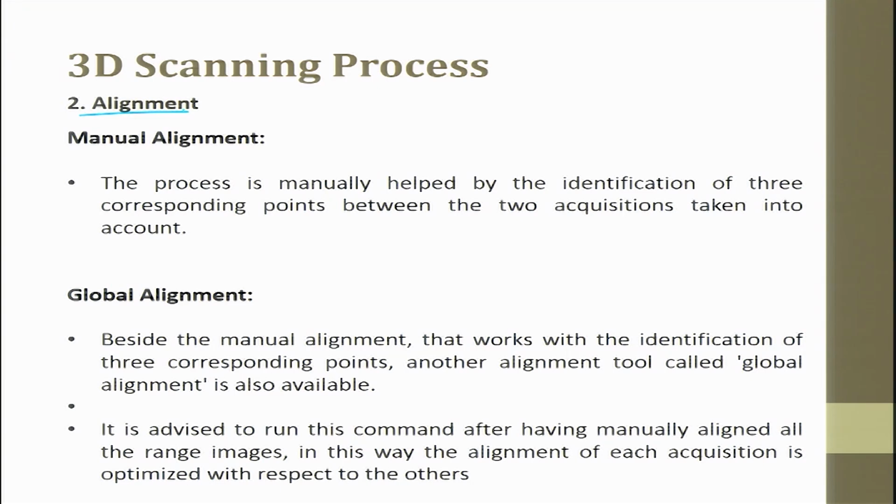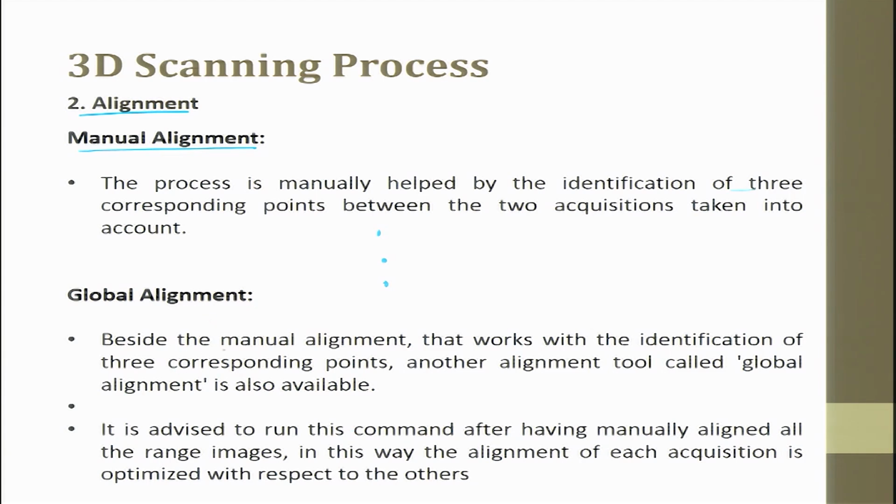Then when we talk about alignment, there are two types of alignment: manual alignment and global alignment. The process is manually helped by the identification of three corresponding points between the two acquisitions taken into account. So, that is called manual. Here, identification of three corresponding points between the two acquisitions, two settings, two frames taken into account. So, that is manual alignment.